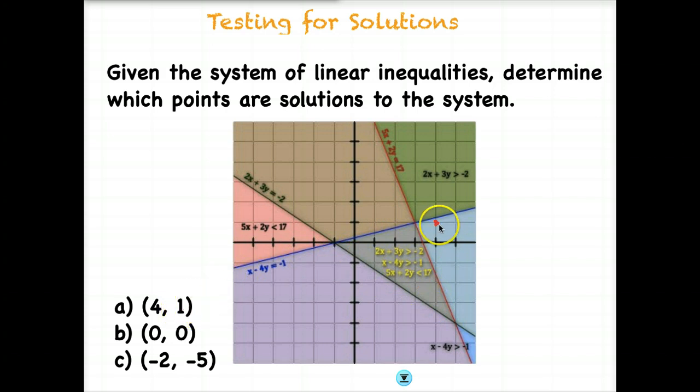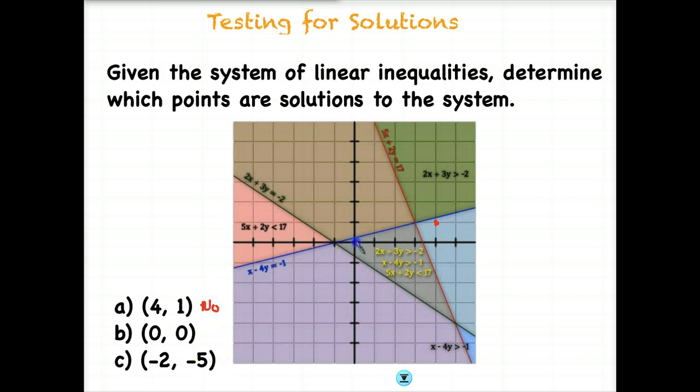4, 1. So that point is right here, and that is a solution to our blue equation right here because it's in the blue area, but it's not in the overlapping area. Our green area is shaded out this way, so it would work in both the brown equation and the blue equation, but not in all 3. So this is no.